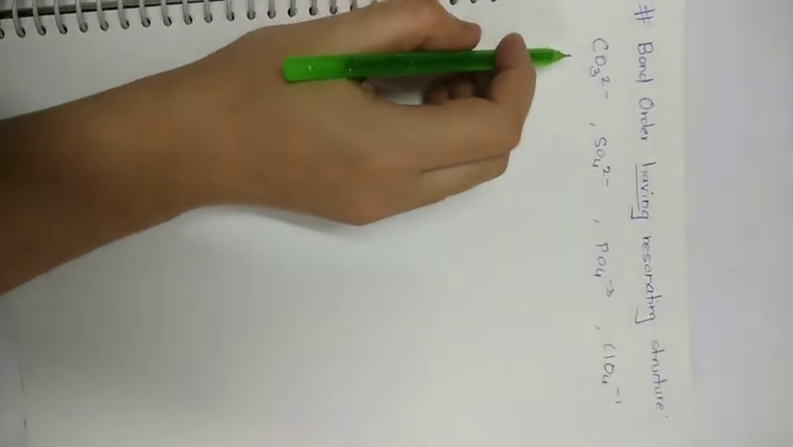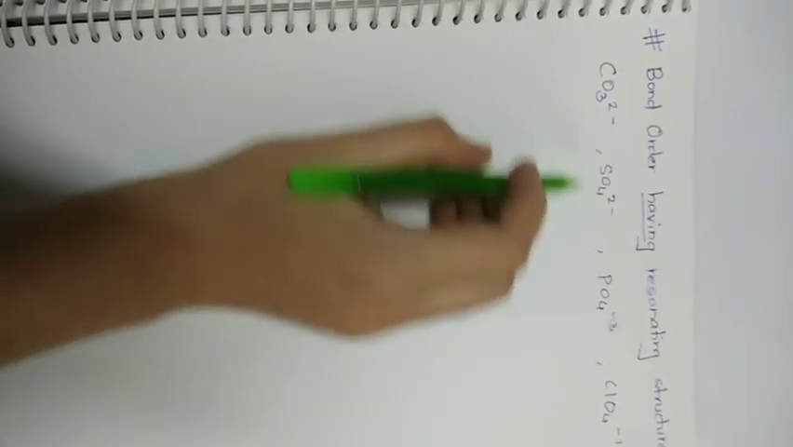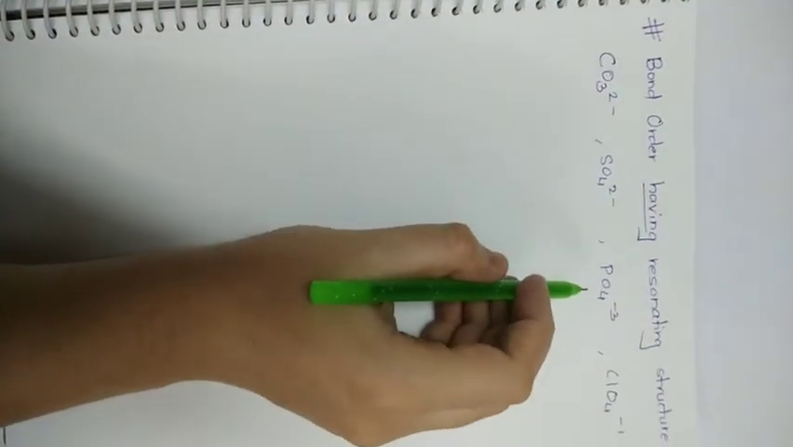But let's begin with the bond order of molecules having resonating structures. This is important. In the upcoming video, we are going to see the bond order for molecules not having resonating structures. So be careful with the formula and the trick. It is very easy. Just look at the given examples: CO3 2 minus, SO4 2 minus, PO4 3 minus, ClO4 minus 1.